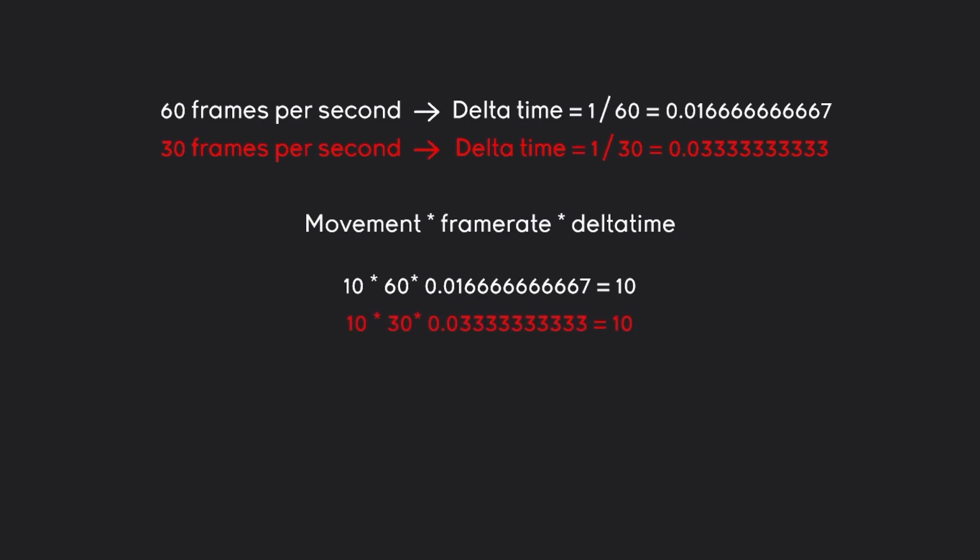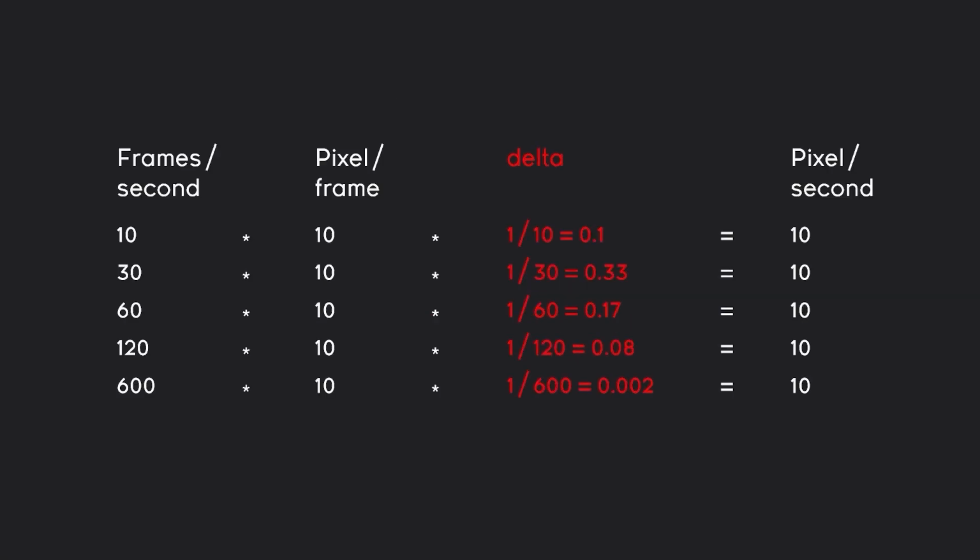Now if we do the same math again, with a movement of 10, a frame rate of 30, and a delta time of 0.03, we are also getting 10. So our pixels per second outcome is identical for two different frame rates. And as a matter of fact, I can do the same math for all our previous examples, and we would always end up with 10 pixels per second regardless of the frame rate, which is exactly what we wanted.